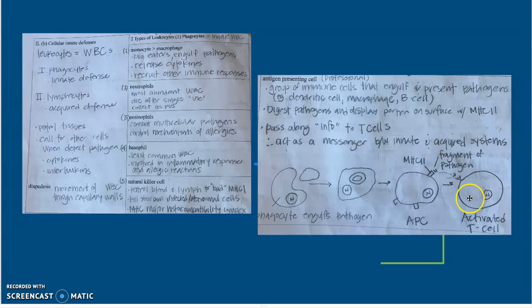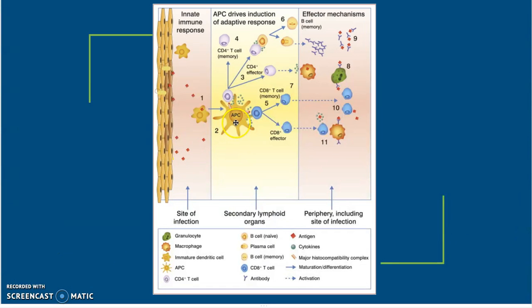The first cell that's going to be activated is a T cell, and specifically it's a helper T cell. So let's look and see where that is over here. This is a helper. This is showing a secondary response.